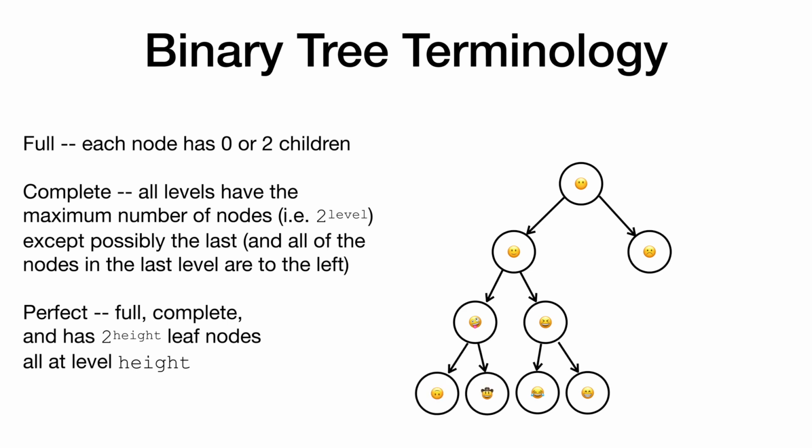Well, what about this one? Now we have all these nodes on the left here, but this node is missing its children. So is it full? 2, 2, 2, 2, 0, 0, 0, 0, 0. Yes, it's full. Is it complete? No, because this level now doesn't have the maximum number of nodes. So it's not complete, and since it's not complete, it can't be perfect.